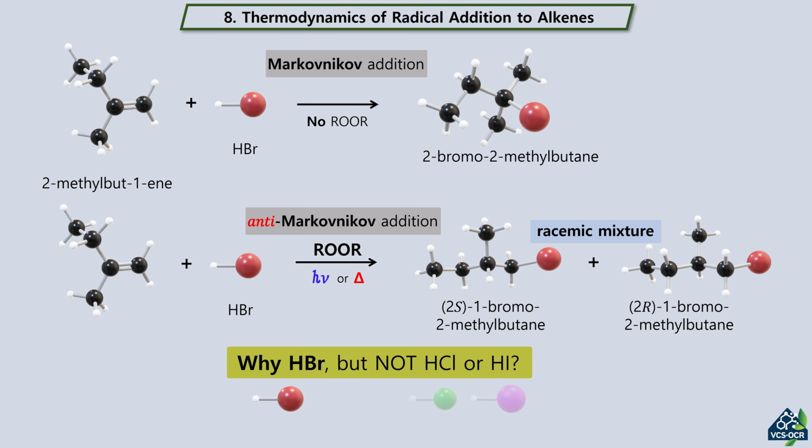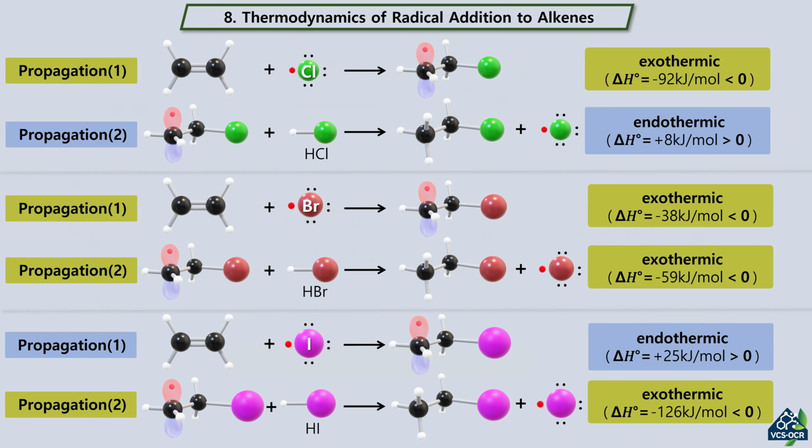However, a fascinating question arises. Why does this peroxide-catalyzed radical addition work smoothly with HBr, but fail with HCl or HI? The answer lies in the thermodynamics of the two propagation steps. For a radical chain reaction to sustain itself efficiently, both propagation steps should be thermodynamically favorable, and in the classic HBr addition, both steps are exothermic.